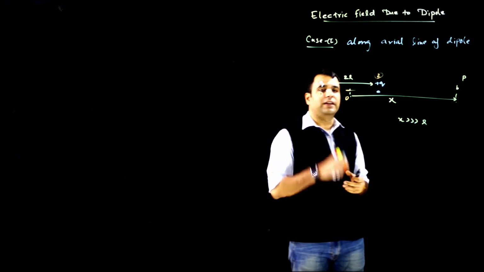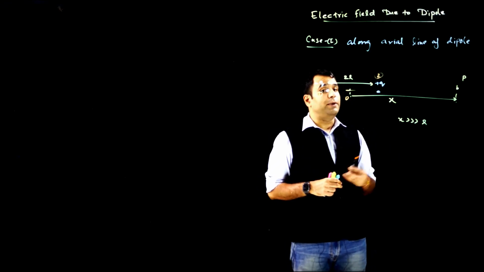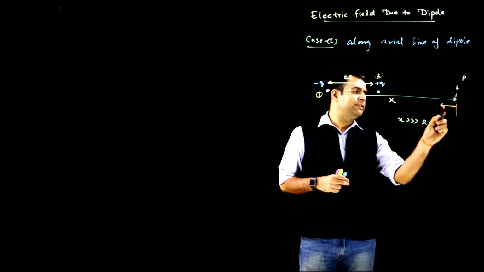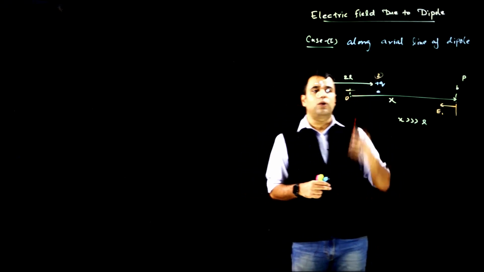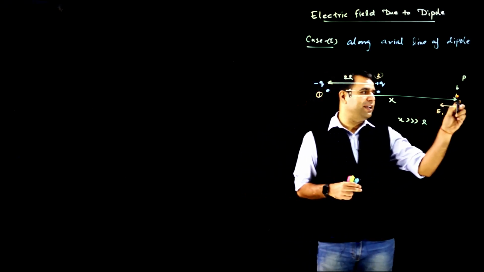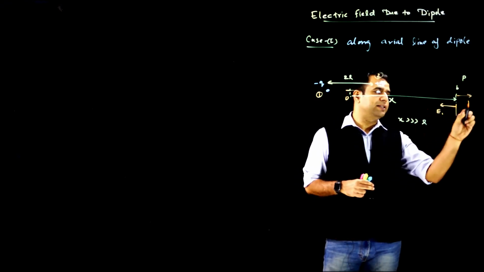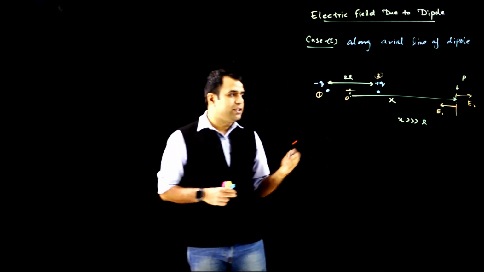Obviously this is the negative charge, so the electric field will be towards the charged particle. The electric field due to 1 will be in this direction; I'm calling this E1. Then I'll calculate the electric field because of 2. It will be away from the charge, obviously along the same line joining these 2 charges. I'll call this E2.